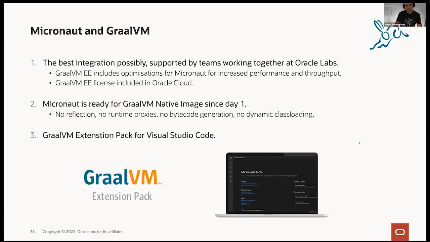Micronaut has been ready for GraalVM native image since day one, because the design of the framework includes no reflection, no runtime proxies, no bytecode generation, anything. So we were essentially the first framework to be GraalVM native compatible. And then, like I said, the GraalVM extension pack, which includes help to work with both GraalVM and Micronaut, is written and maintained also internally at Oracle Labs.